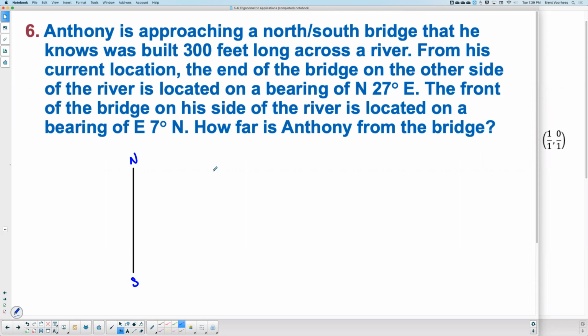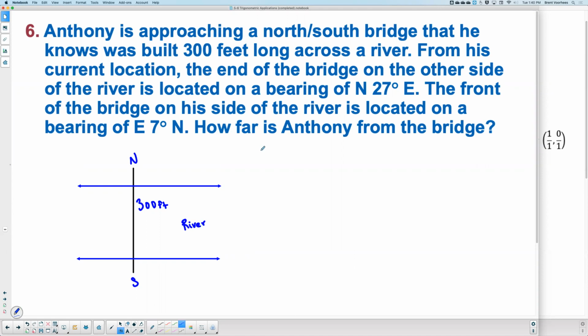Okay, that was 300 feet long across a river. So this is 300 feet long. And we have some river that's going across it this way. So we have some river here and here. That'll represent the river. So all this is our river here.